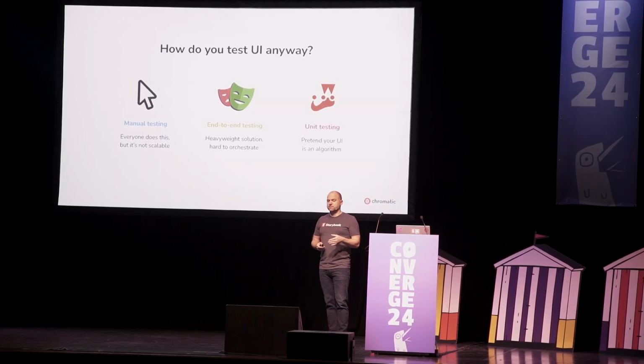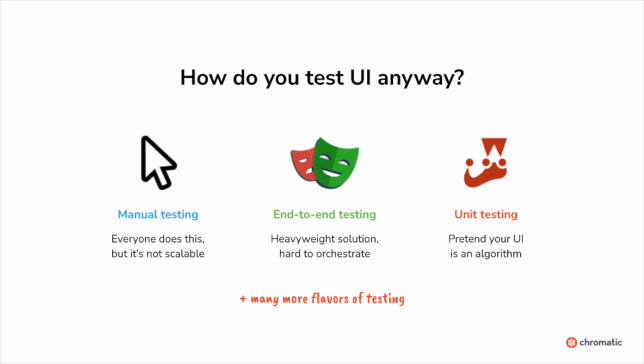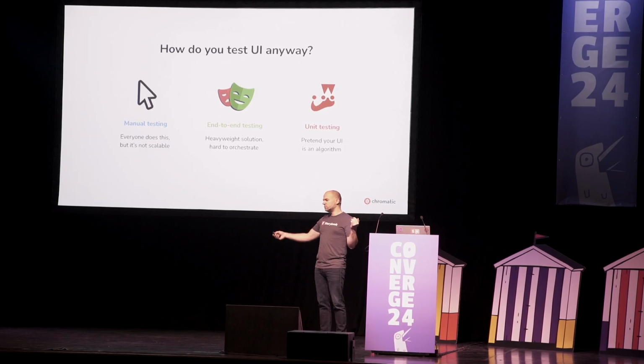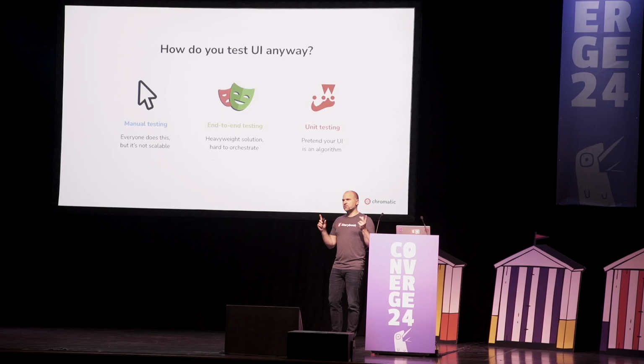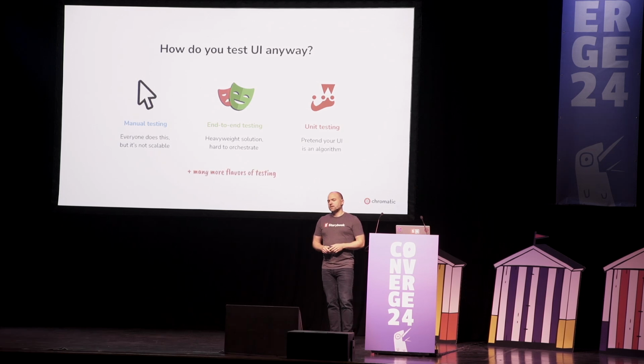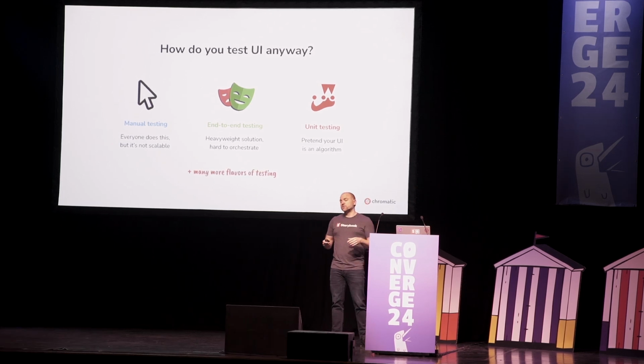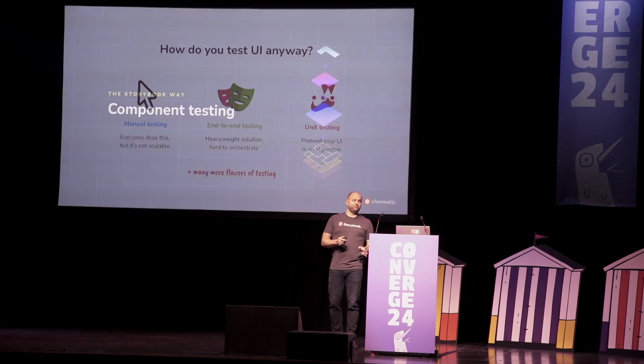And then there's unit testing, which, at least historically, has been like pretending your UI is an algorithm. Data goes in, data goes out, and we validate that this output is what we expect. But if it's UI, how are you going to verify that it's actually the right shade of green, right? I mean, you could potentially check with a unit test that it's the right color code, but that doesn't actually prove that it's green. And then, of course, there are many more flavors of testing that I'm not going to touch on.